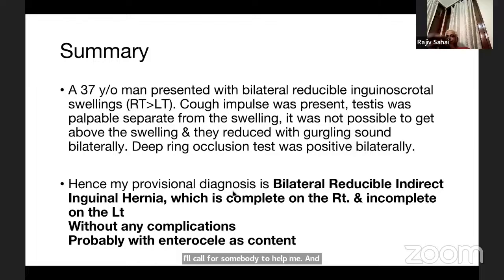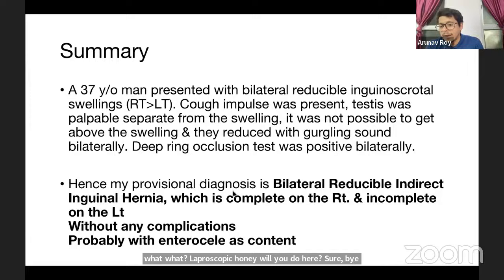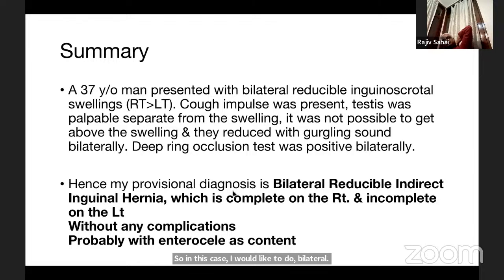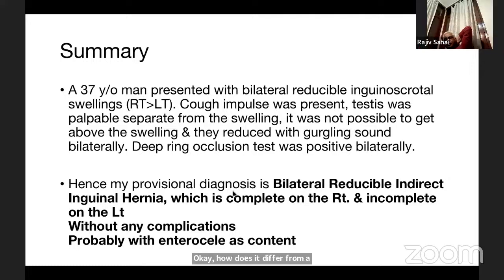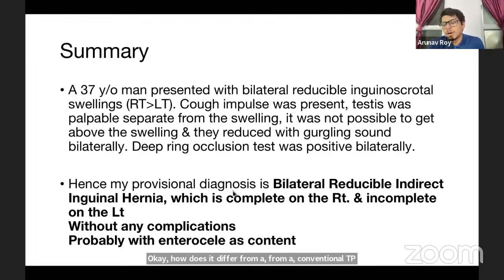In that situation, sir. Okay, so what laparoscopic hernia repair will you do here? In this case, I would like to do a bilateral E-TEP procedure, sir. What is E-TEP? It is enhanced view total extraperitoneal repair. How does it differ from a conventional TEP? In a conventional TEP, sir, all the ports are lying in the midline below the umbilicus, whereas in an E-TEP, the camera port is slightly above and lateral, so that we have a better view.